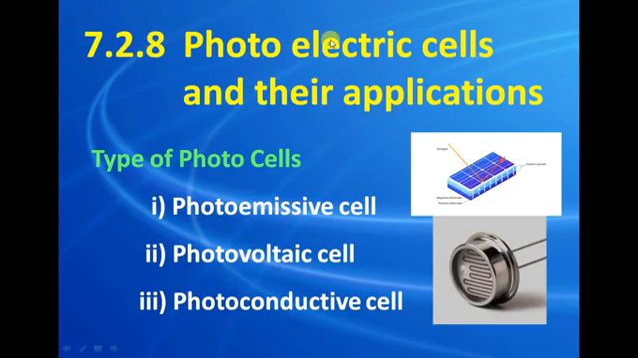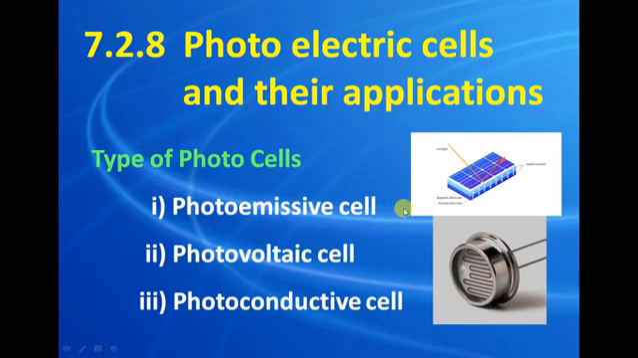Next we are going to see photoelectric cells and their applications. A photoelectric cell is a device mainly used to convert light energy into electrical energy. It is based on the principle of the photoelectric effect. When light is incident on a photosensitive material, its electrical properties are affected, based on which photocells are classified into three types: photoemissive cell, photovoltaic cell, and photoconductive cell.